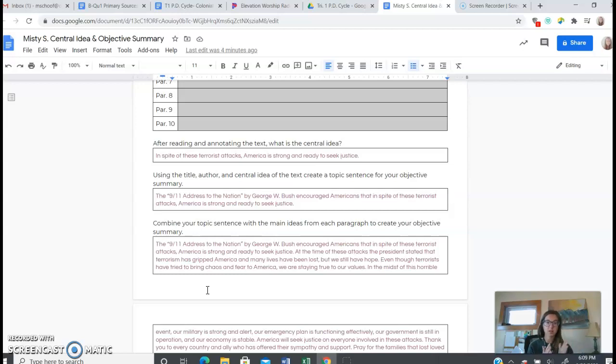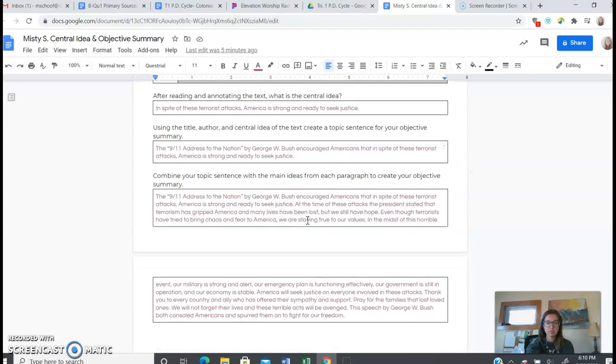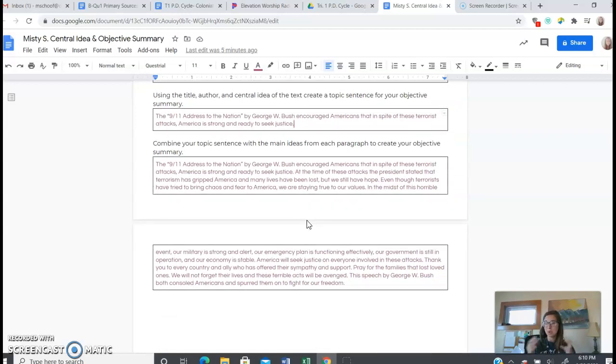So, using the title, author, and the central idea that you just wrote, create a topic sentence for your objective summary. So, the 9/11 Address to the Nation by George W. Bush encouraged Americans that, and here's the central idea: in spite of these terrorist attacks, America is strong and ready to seek justice. So now you just kind of put everything together, combine your topic sentence. So you're just copying, pasting this with the main idea from each paragraph.